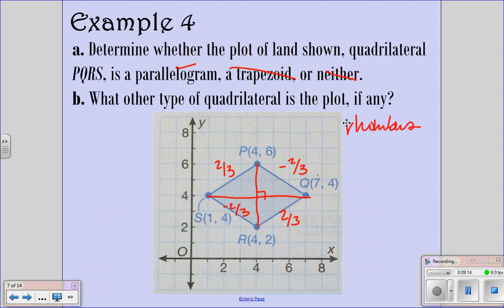Okay, it's not a rectangle or a square because the sides are not perpendicular. This slope here, 2/3 and -2/3, those are not perpendicular slopes, so this angle right here is not a right angle. But if this was 2/3 and this was -3 over 2, those would be perpendicular slopes, and so this would be a rectangle. And then if they had the same lengths on all the sides, then it would be a square. But since they are not, it's just a rhombus.